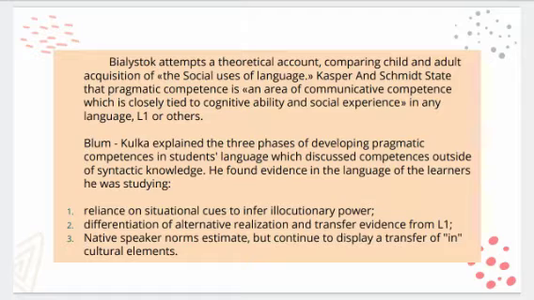And one researcher, Ben Kulka, explained that they found three phases of developing pragmatic competence in student language, which discuss competence outside of syntax knowledge. There are three phases. The first one is reliance on situational cues and inferring illocutionary power. Then differentiation of alternatives, realization and transport evidence from L2, L1. And the last is native speaker norms estimate, but continue to display a transfer of cultural elements.